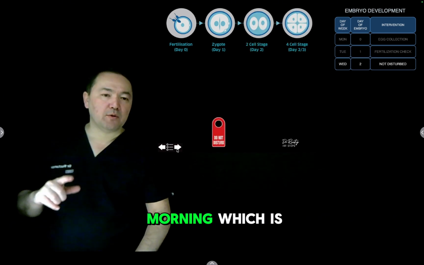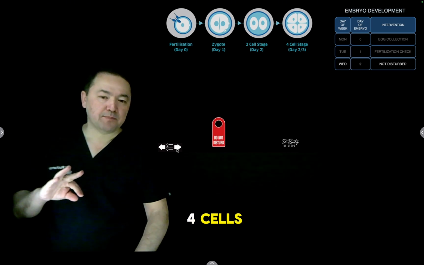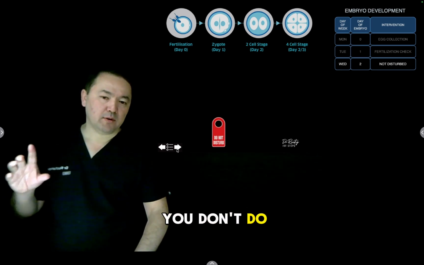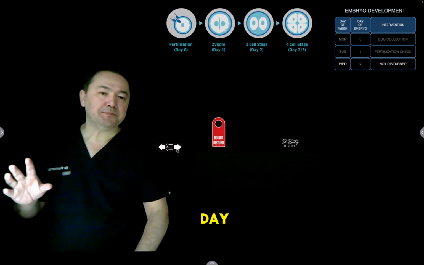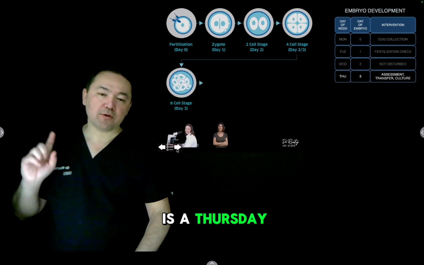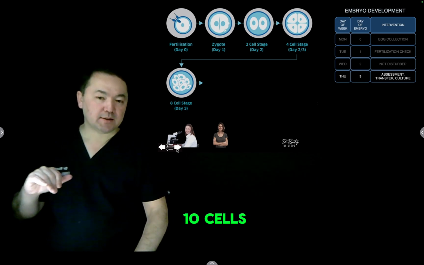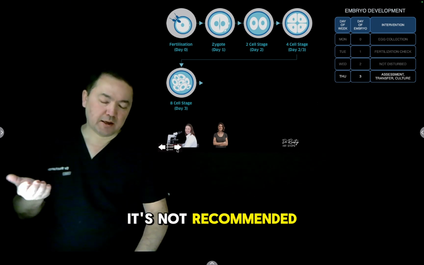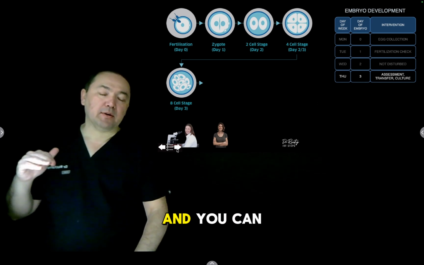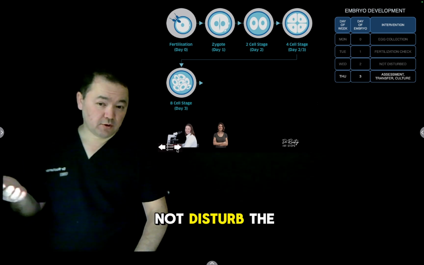Next day, Wednesday morning, which is day 2, embryos should have 2 to 4 cells. Normally you don't do transfer on day 2, and you should not disturb the embryos that day. Next day, which is Thursday morning, day 3, embryos should have 8 to 10 cells, and you can transfer embryos on day 3. Generally it's not recommended, but you can. And you can assess embryo quality. Generally, again, it's not recommended because you should not disturb the embryos.